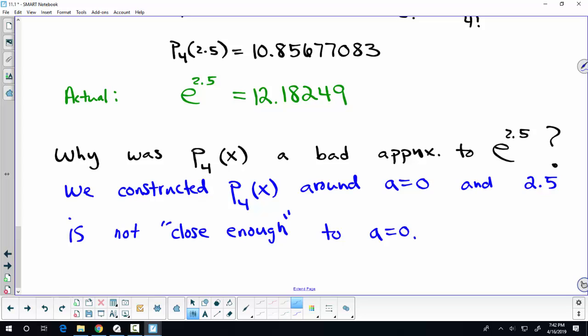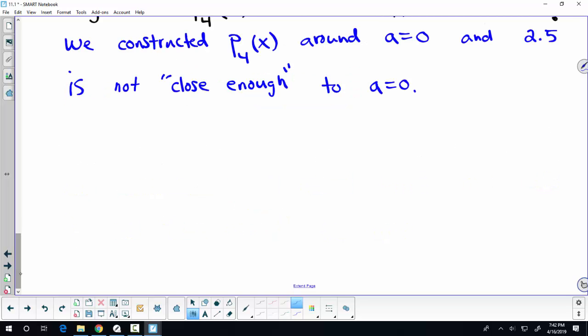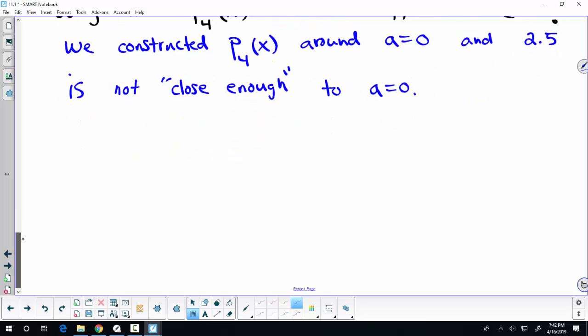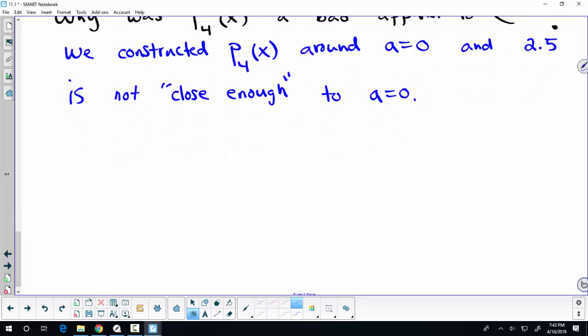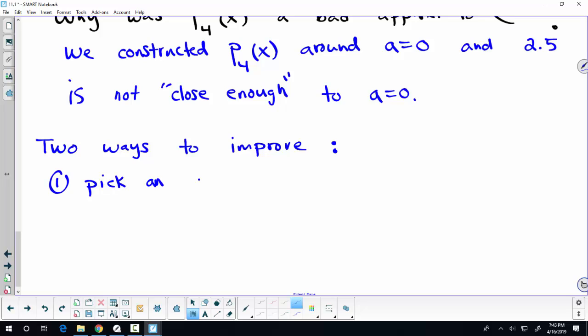So there's two ways we could clear this up. Two ways to improve that. Anybody have any ideas? Move A. Move A, yeah. Pick a different A. Then we have to recalculate.